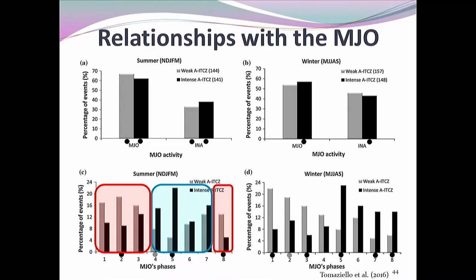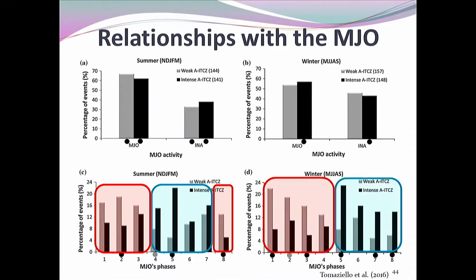Here is a statistic for summer for each phase of the MJO. Then we separated all the events, the intensification events and weakening events of the Atlantic ITCZ, for each phase of the MJO, when the MJO is active. Then you see a clear pattern. We have more intensification of the ITCZ between phases 4 and 7, in black columns, and more events of weakening of the ITCZ between phase 8 and 3.